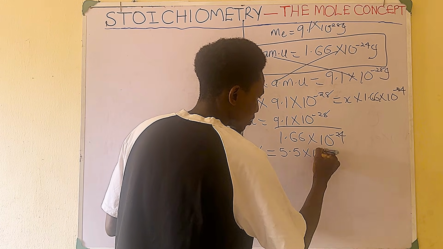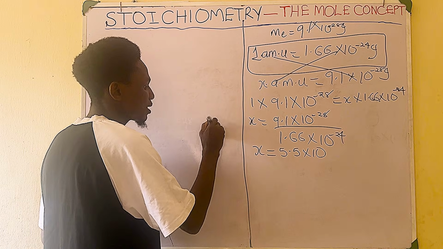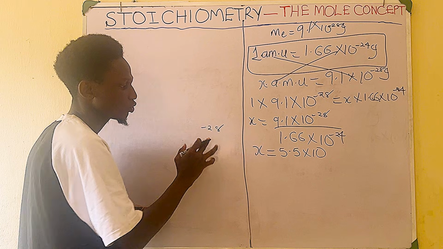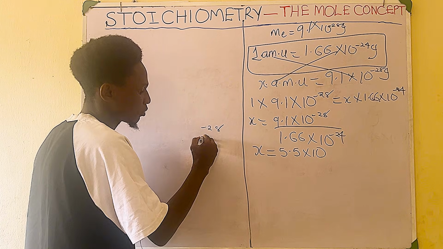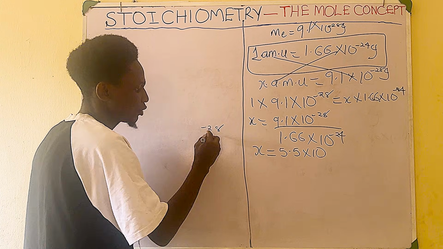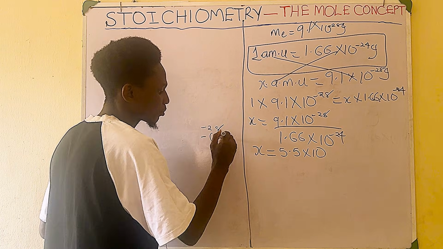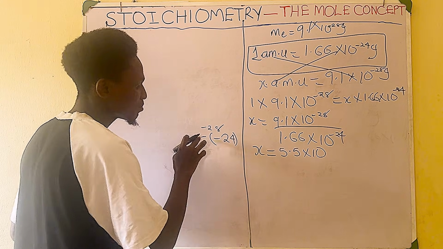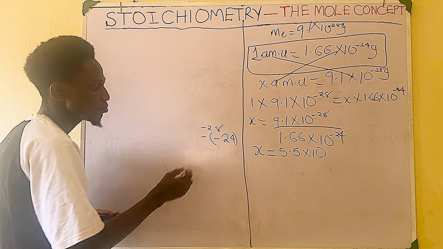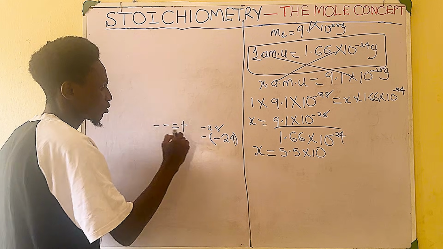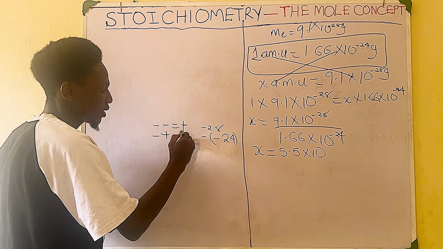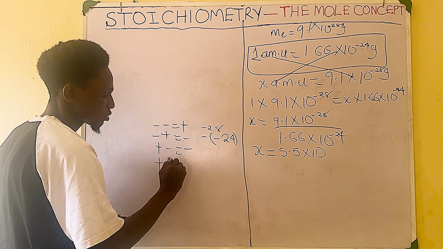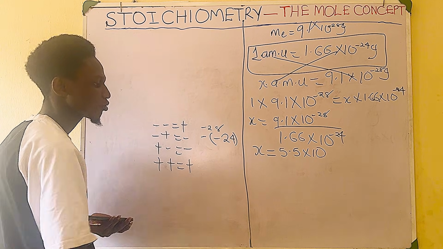Then times 10 raised to the power minus 28. According to indices, when you have division, it changes to subtraction. So you're going to introduce minus, then open your bracket and put your 24. So I have minus 28 minus (minus 24). And according to mathematics, when you have minus minus, it gives you plus. When you have minus plus, it gives you minus. When you have plus minus, it gives you minus. Then when you have plus plus, it gives you plus.